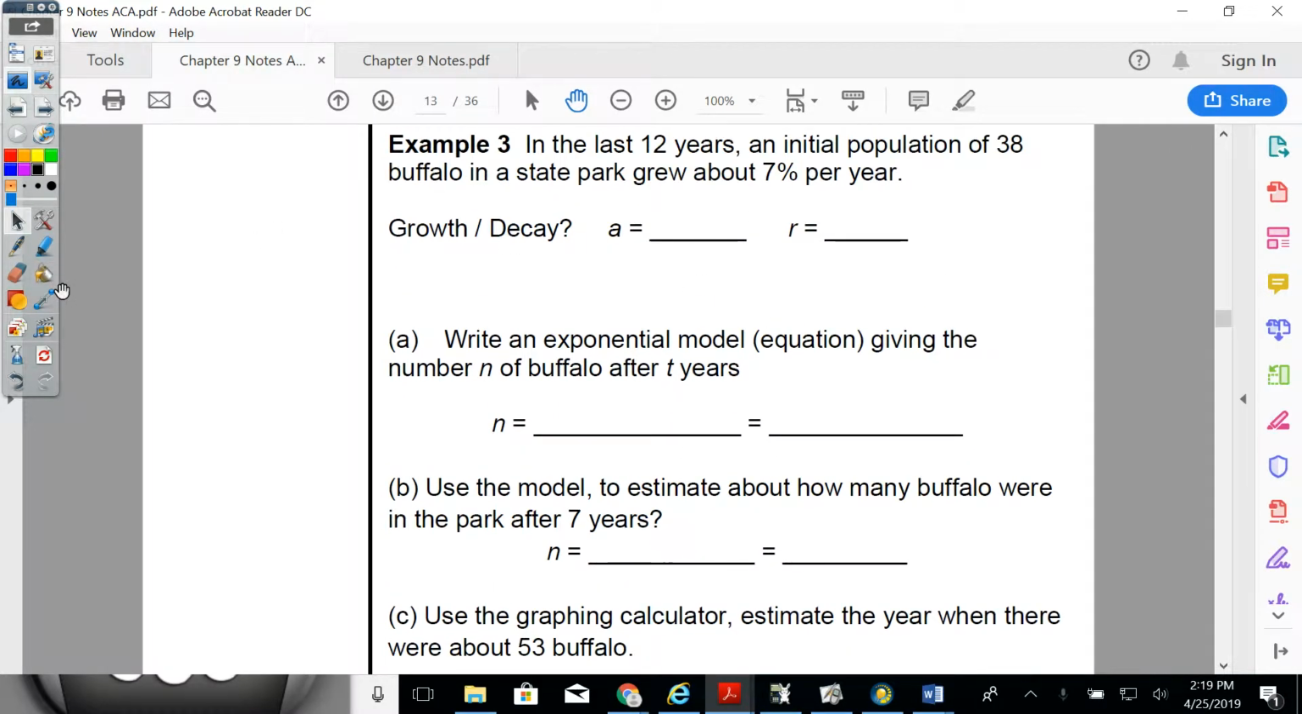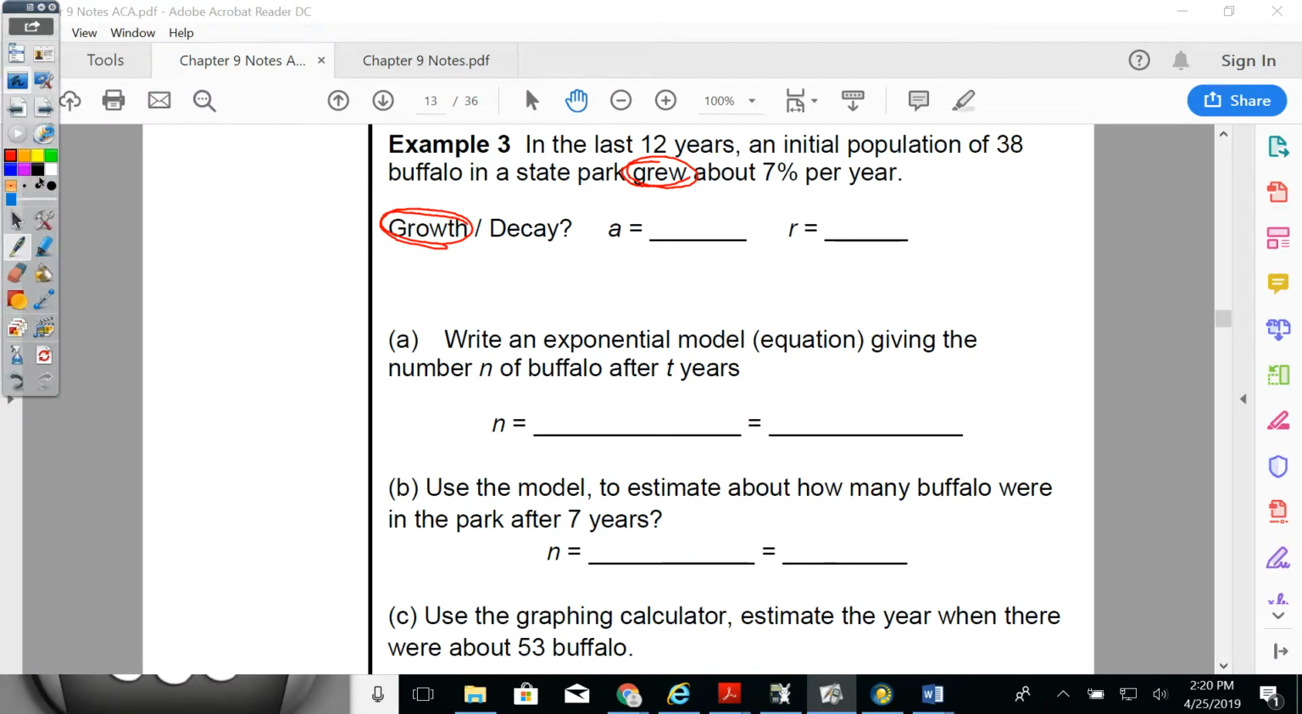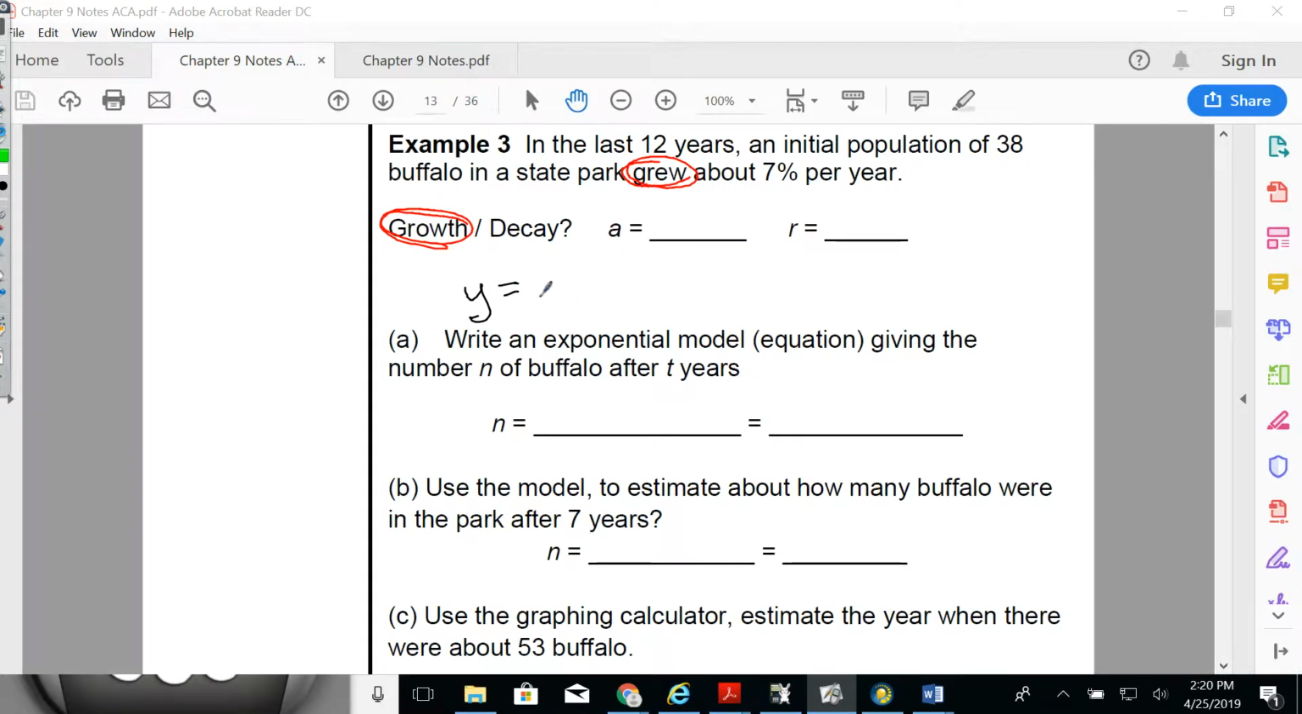So example number 3: in the last 12 years, an initial population of 38 buffalo in a state park grew about 7%. So first, is it growth or decay? Well, since it says it grew, I know that it's going to be a growth. And then we're going to use the formula from the previous page, y equals a times 1 plus r to the t, because it's a growth function. Tomorrow we'll do the decay.